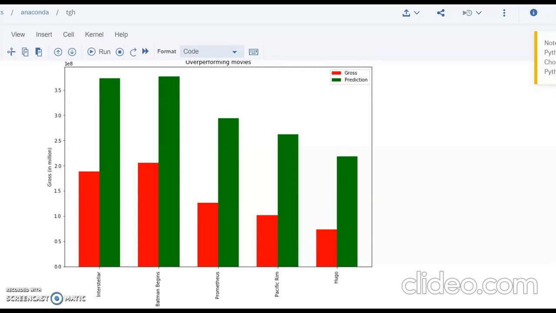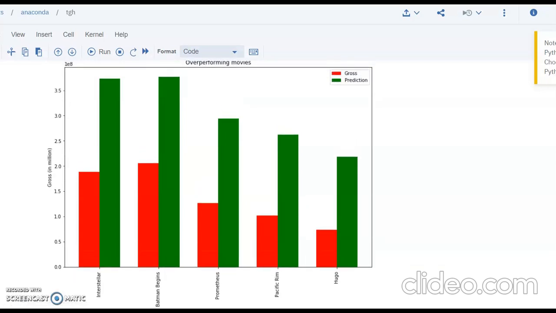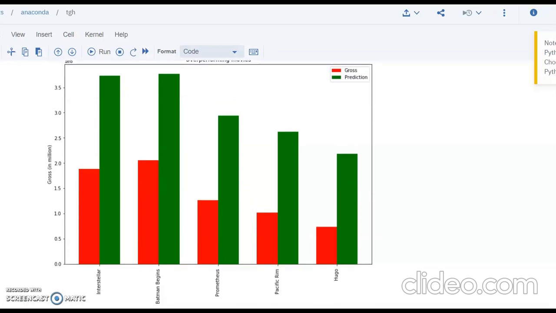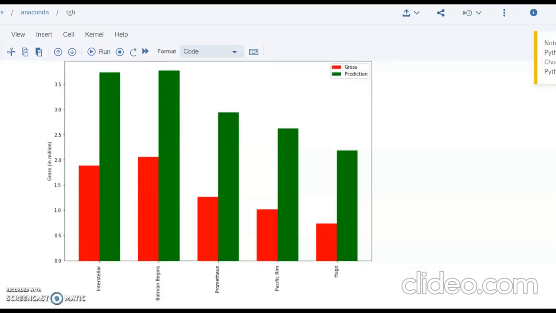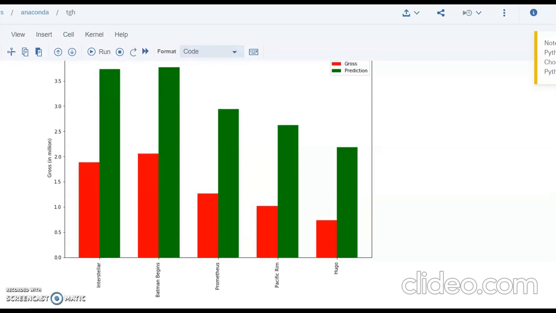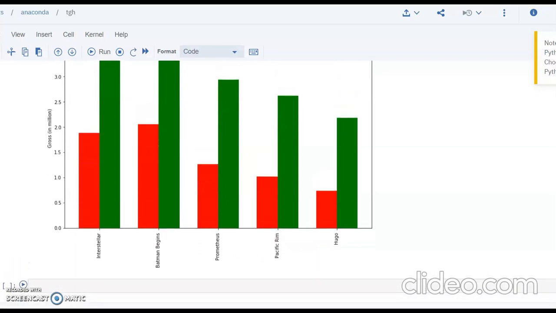exceed the predictions. And we can see that Batman Begins, which I believe was the first one, did not exceed the predictions, which is no surprise because it's the first movie in the series. And then Prometheus, it did not hit the predictions. We could see Pacific Rim and Hugo not even close to the predictions. So those did not gross the predictions.